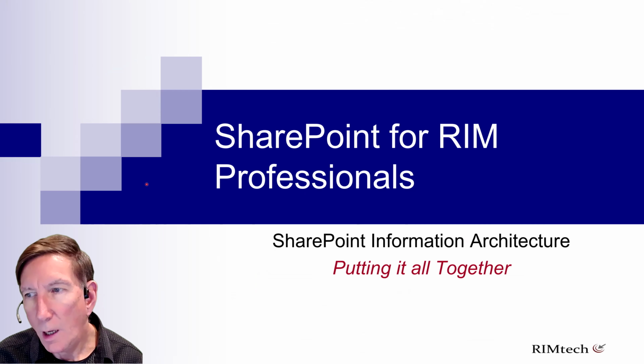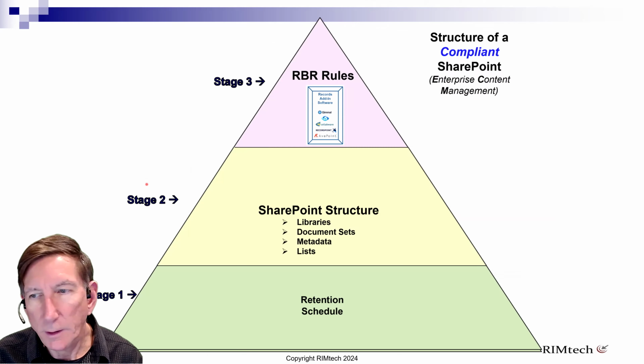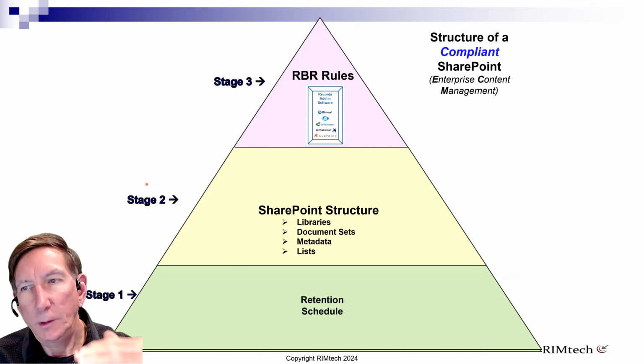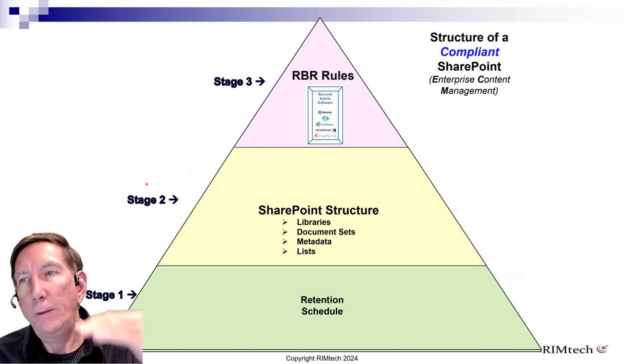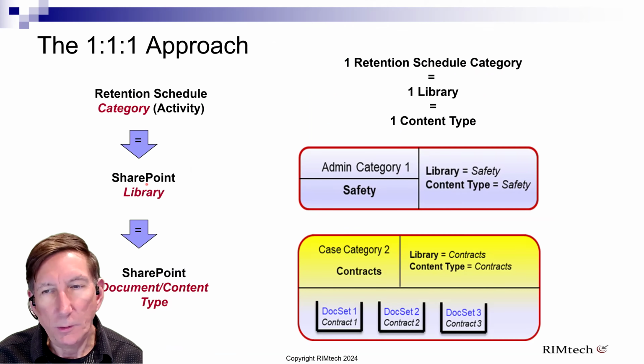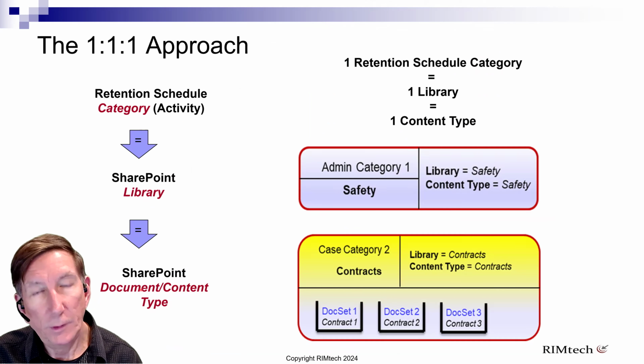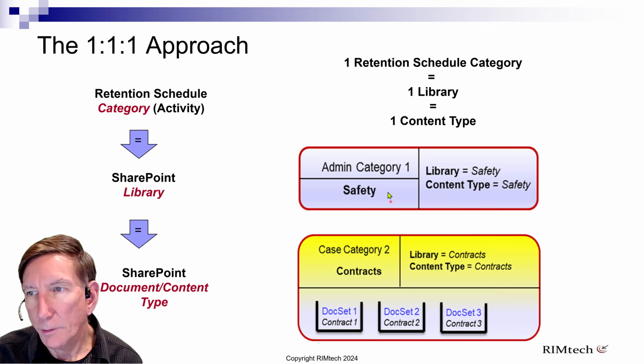So now, let's tie all this together and build ourselves an EDRMS. Well, what we're going to do is bake a 3-layer cake. Retention schedule, SharePoint architecture, and then rules-based record keeping, RBR rules. We're going to use the one-to-one-to-one approach, which says that a category in the retention schedule equals a library in SharePoint of the same name, and in that SharePoint library is a content type of the same name with metadata appropriate for that category.